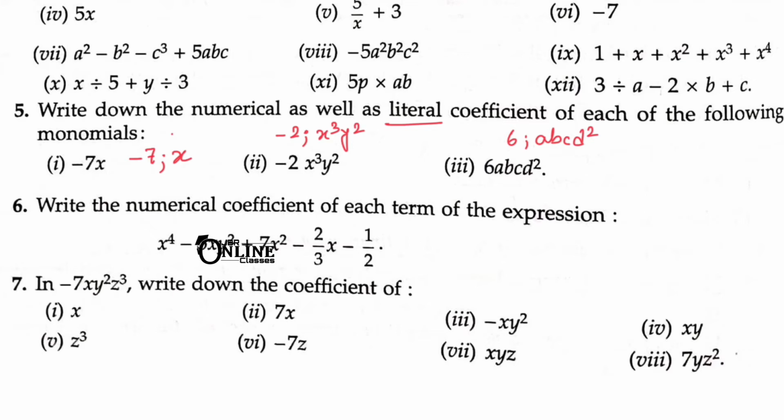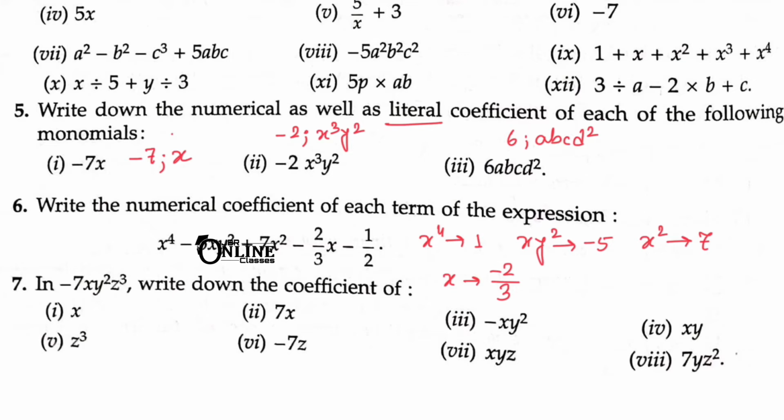Now next, write down the numerical coefficient of each term of the expansion. So here x to the power 4, the coefficient of x to the power 4 is 1. Next one here xy square. The coefficient of xy square is minus 5. Next one here x square. So coefficient of x square is 7. Next one here x. Coefficient of x is minus 2 by 3.